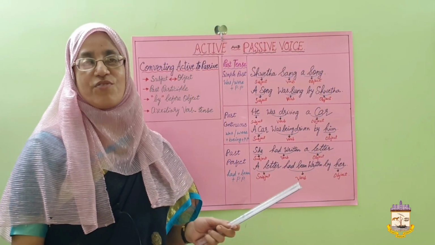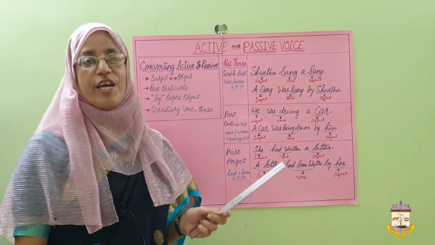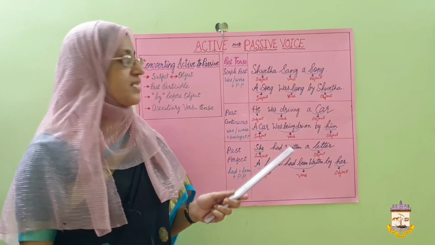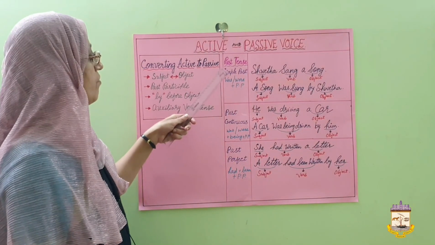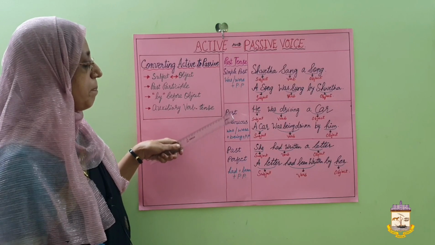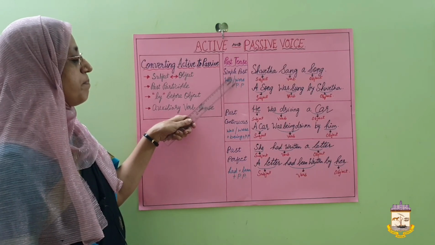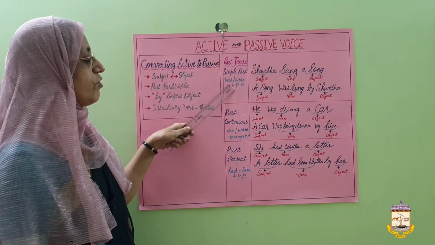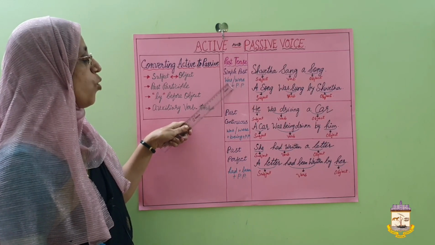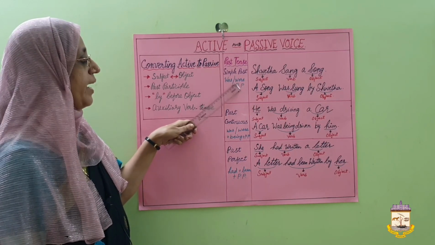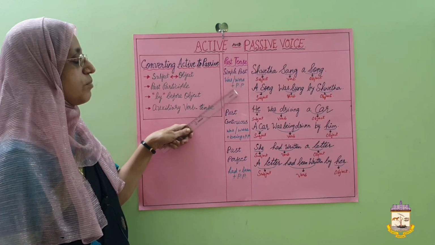Students, we just finished the present tense form. We now move on to the past tense forms. In the past tense forms, we have the simple past, the past continuous and the past perfect. We start with the simple past tense. The format for simple past tense will be was for singular, were for plural plus the past participle.